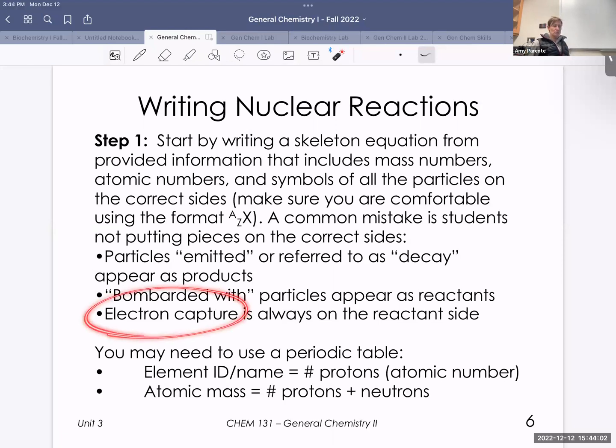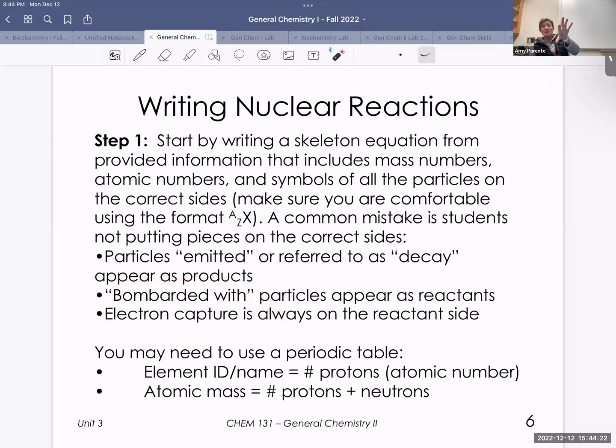So Allie, to your part, electron capture is always a reactant. So that's looking. Hey, Kyle. I don't know if he'll hear me. He was stopping to pick up something. Electron capture is always something on the reactant side.